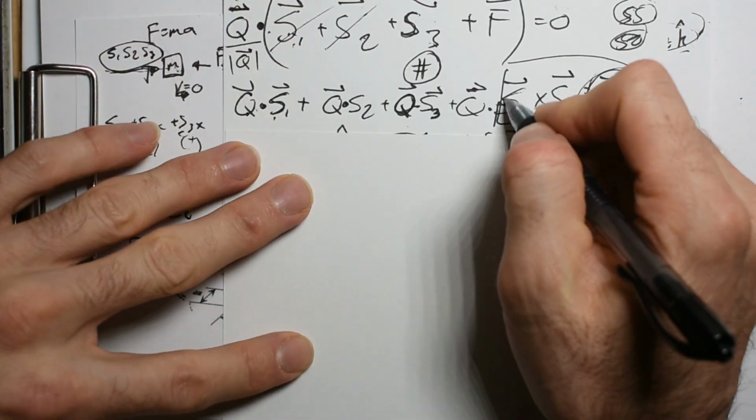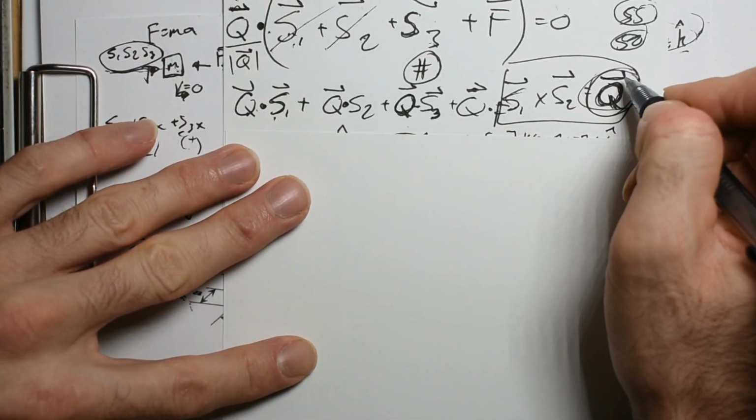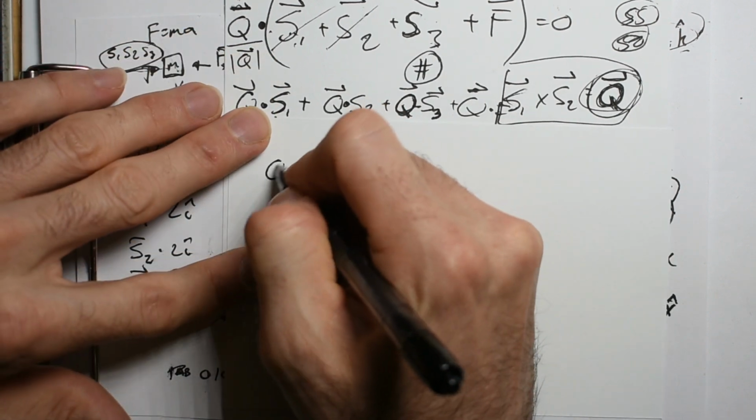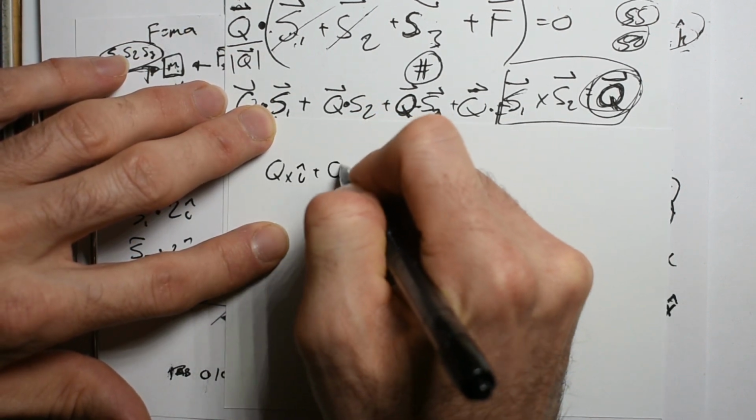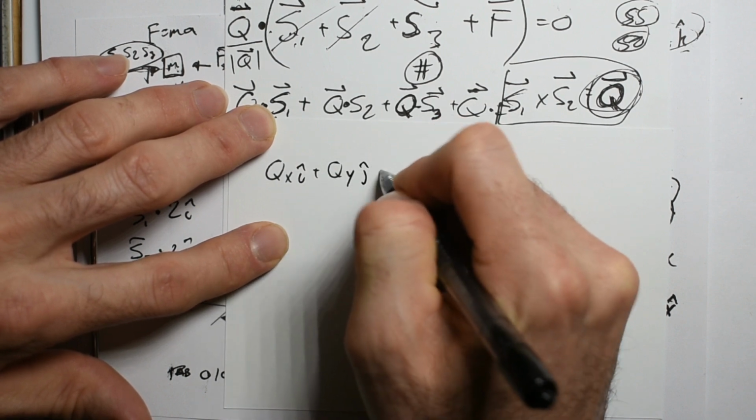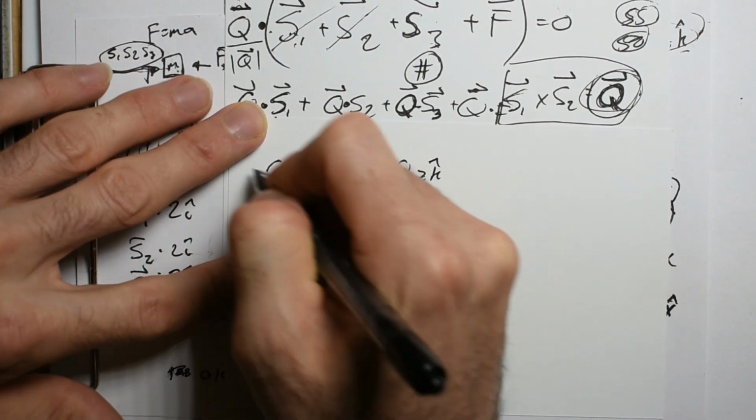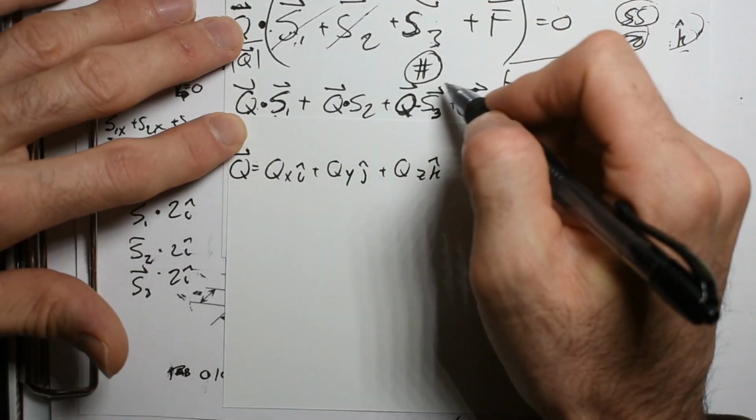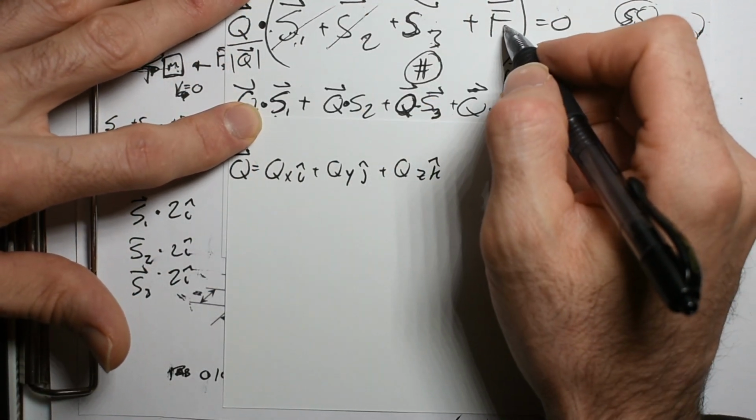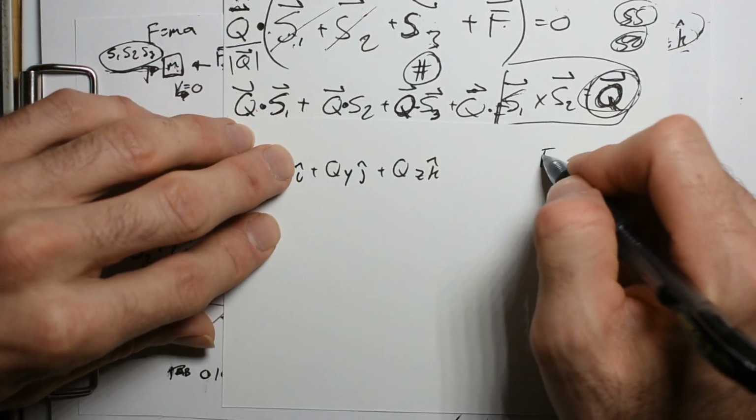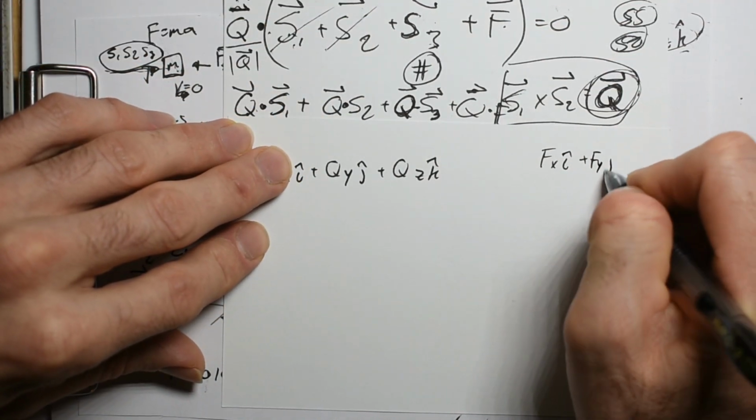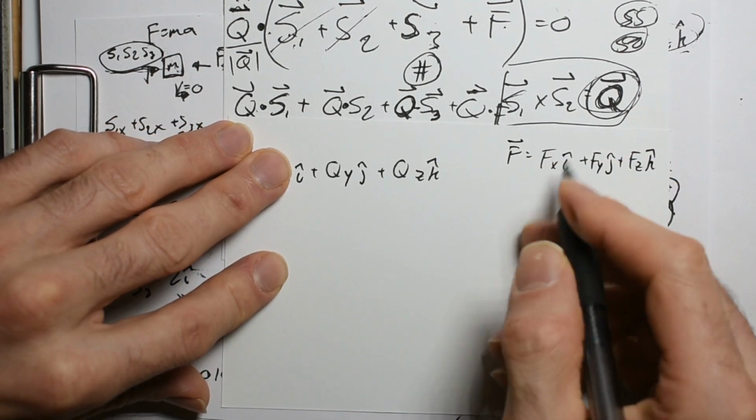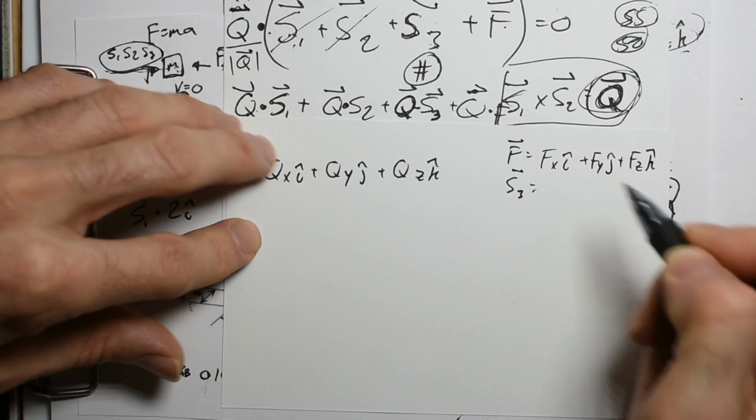So we crossed S1 and S2, and you get Q. And Q is going to have a QXi plus QYj plus QZ k hat. So that's going to be Q as a vector. And then we're going to dot it with S3 and F. And S3 and F are both going to have an FXi plus FYj plus FZ k hat component. That's going to be vector F, and the same thing with S3.